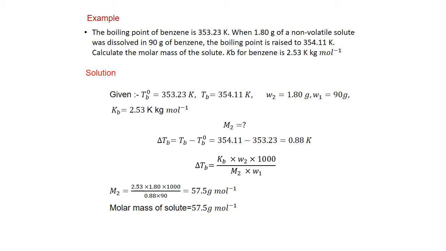So Tb naught is 353.23, Tb is equal to 354.11, W2, that is of solute, is 1.80 gram, weight of solvent is 90 gram, Kb is given. All these values are placed in the formula: delta Tb is equal to Kb into W2 into 1000 divided by M2 into W1. It is a very important formula. So you have to learn this formula and place the values. So the answer is 57.5 gram per mole.